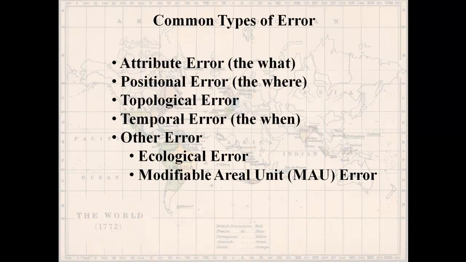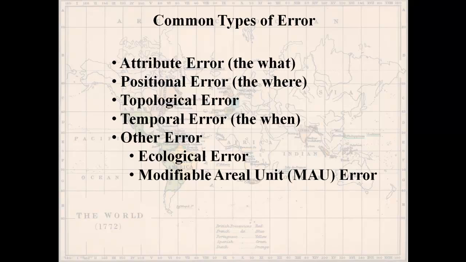So there's a bunch of types of error. We classify error as one of these many types. Attribute error, that's an error in the what associated with the data. Positional error, the where. All that georeferencing talk was about the where of the data. Topological error, I haven't talked about topology much yet. Topology is how features relate to each other.